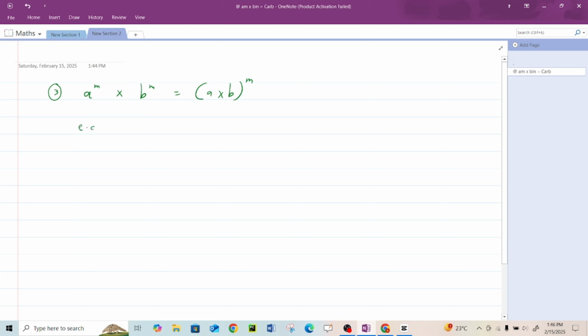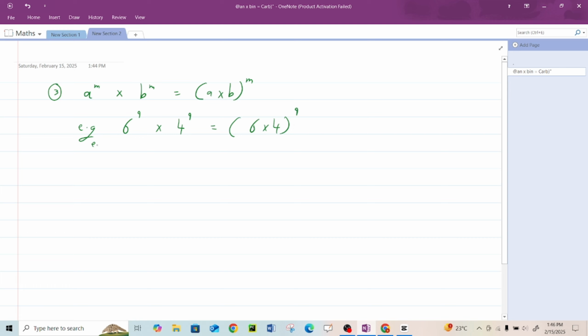For example, I have 6^9 multiplied by 4^9. What do we do? 6 and 4 come inside, like this, and the 9. We don't write 9 plus 9, okay? We just write 9 one time.